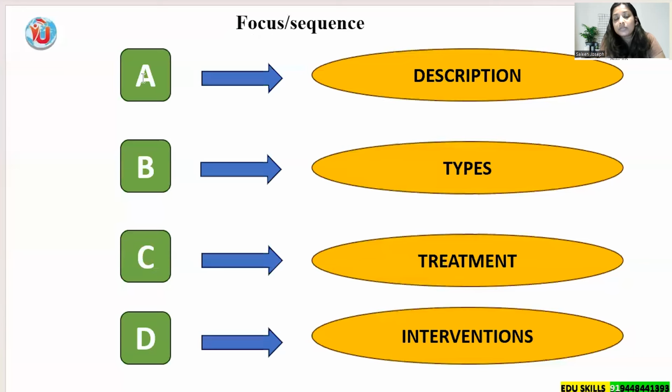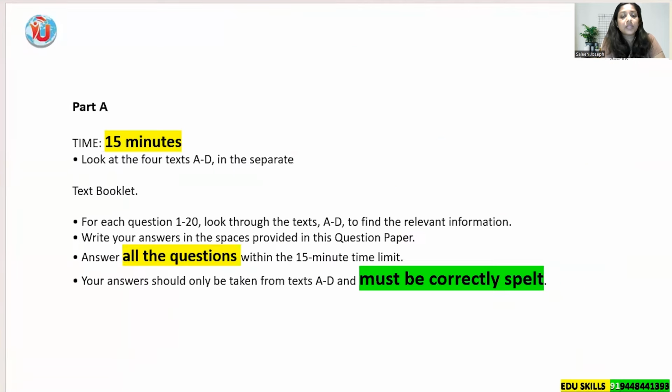Okay. So text A is description, text B is types, text C is treatment or surgery, whichever you prefer, according to your convenience you can give any. Text D is interventions. Okay. Yes, ma'am. So ready to move to questions? Yes, ma'am. Okay. So 15 minutes time, answer all the questions and it must be correctly spelled. If your spelling is wrong, then you'll not get marks. Okay.